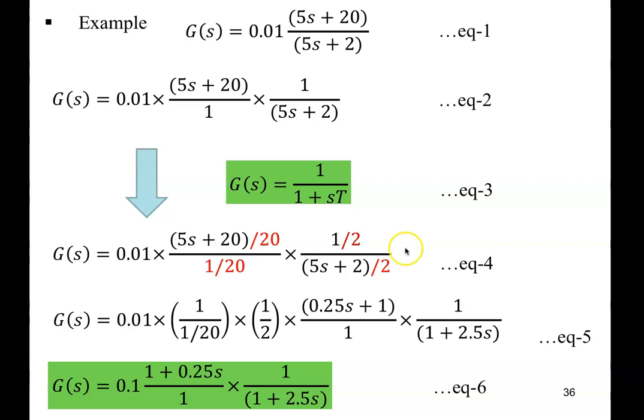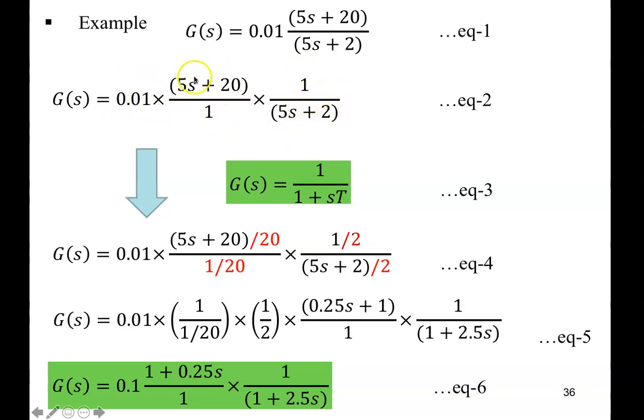This time I have a second order system, but one s term is in the numerator and one s term is in the denominator. So I'm going to separate them into two, moving the top 5s plus 20 into G1, and 1 over 5s plus 2 becomes the second one. So I have 3 parts. That's some value times G1 times G2.